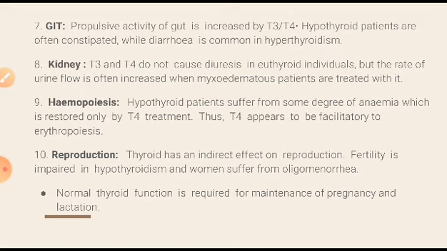Reproduction. Thyroid has an indirect effect on reproduction. Fertility is impaired in hypothyroidism and women suffer from oligomenorrhea. Normal thyroid function is required for maintenance of pregnancy and lactation.